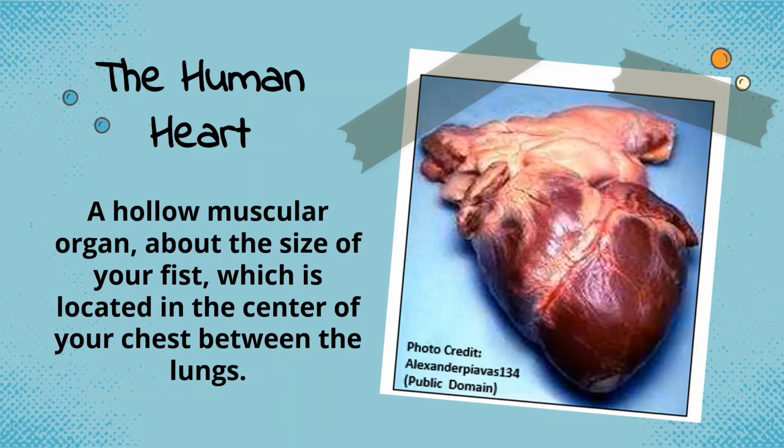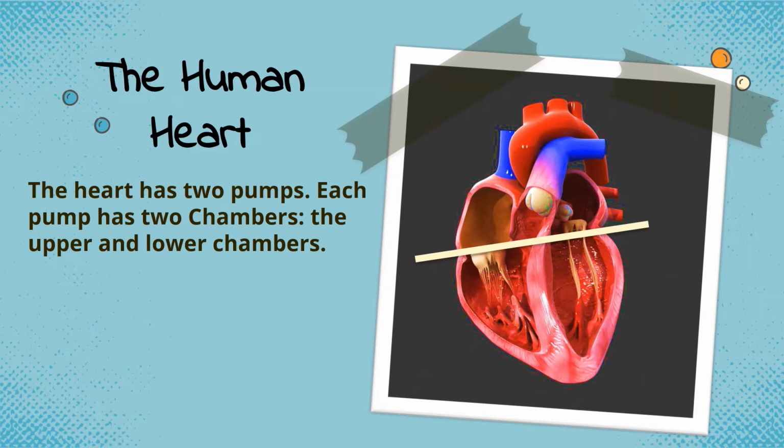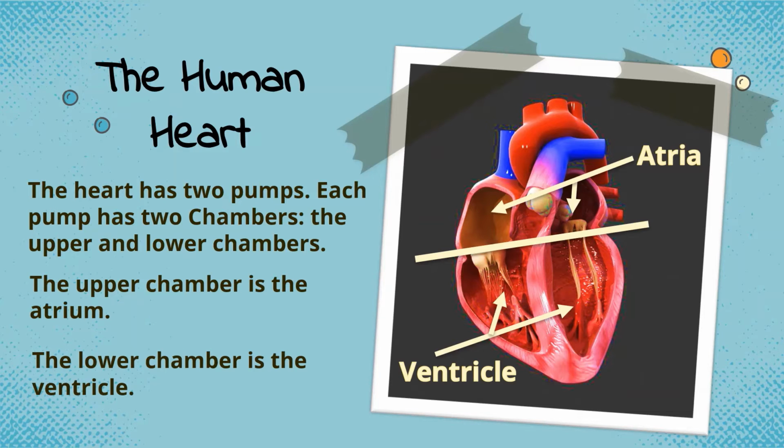The human heart. The heart is a hollow muscular organ about the size of your fist, which is located in the center of your chest between the lungs. The heart has two pumps. Each pump has two chambers, the upper and lower chambers. The upper chamber is the atrium that receives blood coming in from the veins. And the lower chamber is the ventricle that forces the blood out into the arteries.